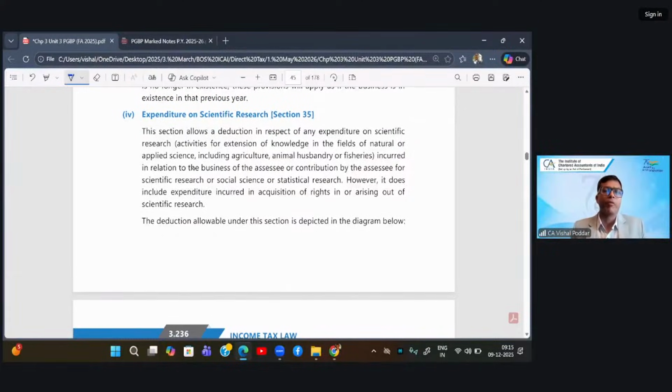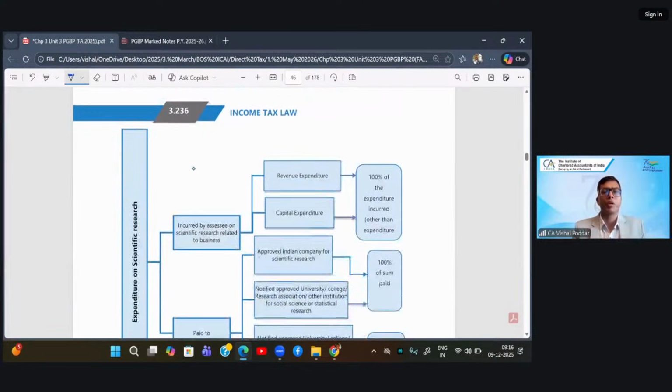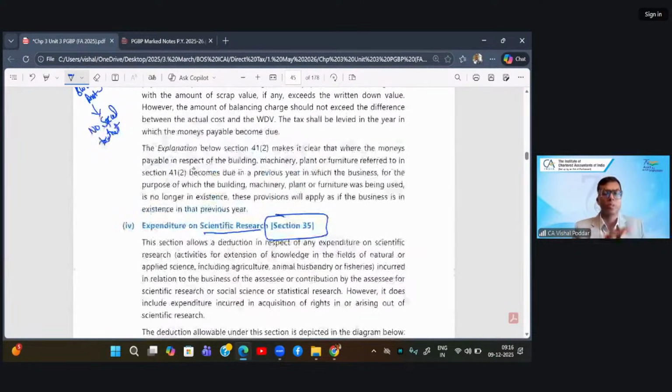Now, where any asset is used for scientific research, we are going to study this in detail in section 35. Important to note is scientific research gives you deduction under a separate section of scientific research, which is explained here in detail. Now let us understand this. So now the depreciation part is over. Now we are on another very important section of the PGBP head, scientific research.